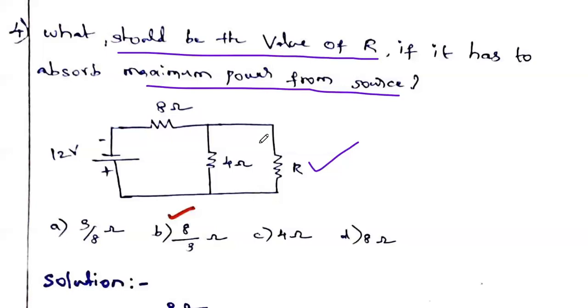Okay, so already you know, according to the maximum power transfer theorem, whenever the value of this R is equal to RTH, Thevenin's resistance across this open circuited terminal of the network, at that condition only the maximum power derived from the circuit will be delivered to the particular resistance. So we have to find out the RTH, then that RTH value is equal to R. So here the question is we have to find out the R value.